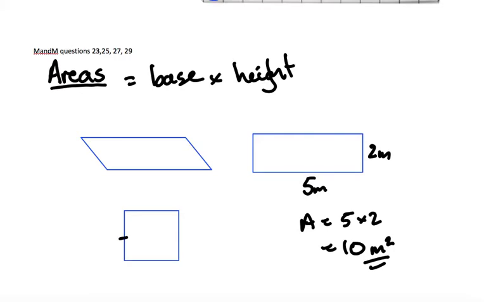If you have a square, these sides are equal. So if that was 6 centimeters, then the area would be 6 times 6, 36 centimeters squared.